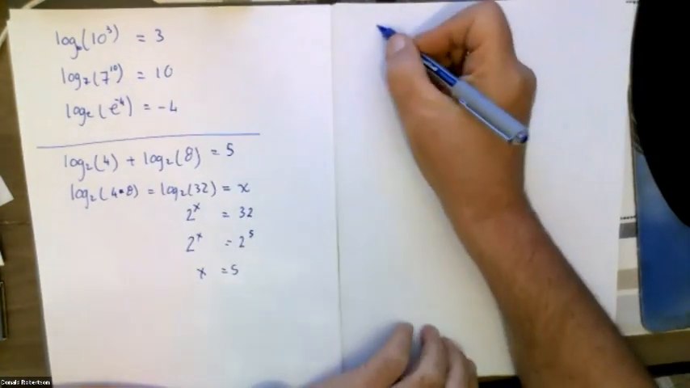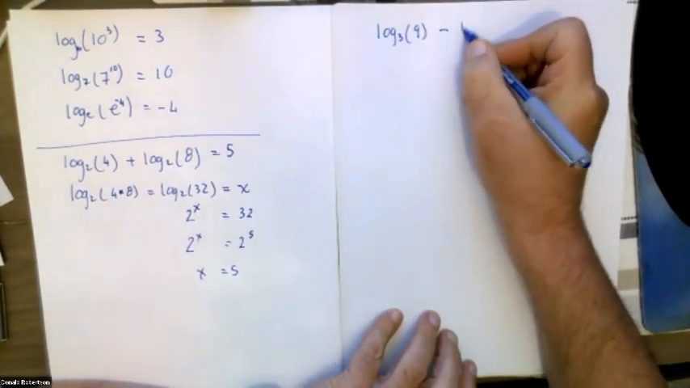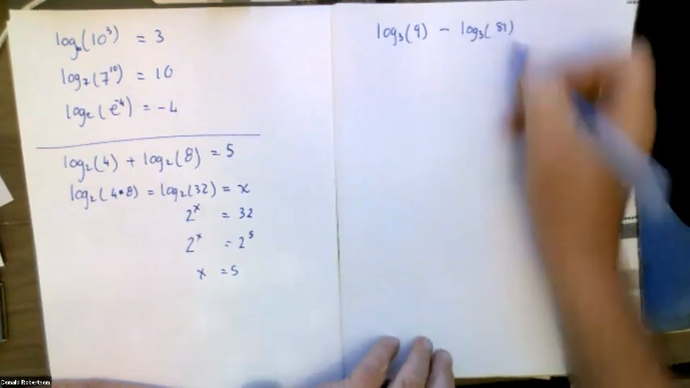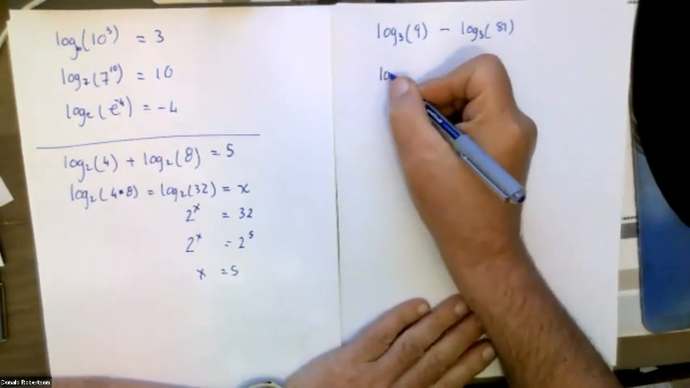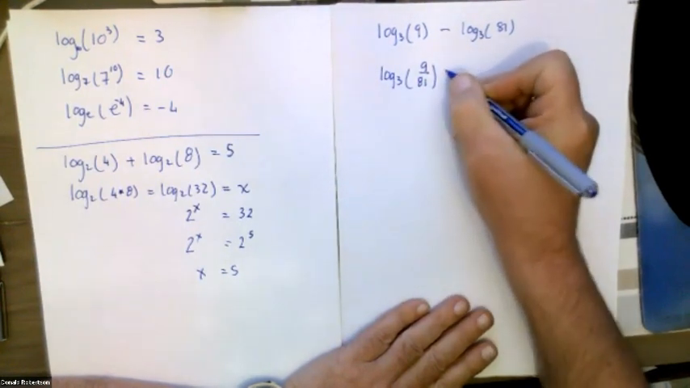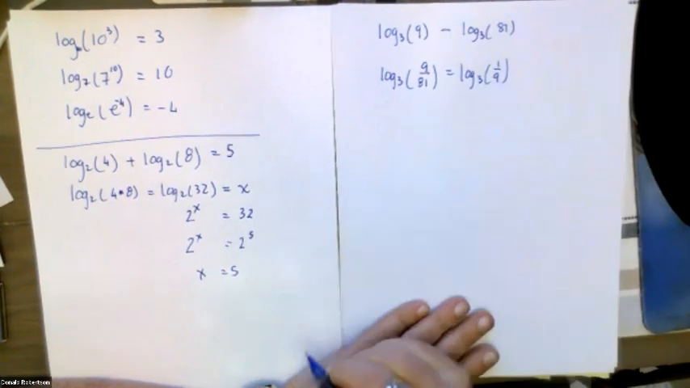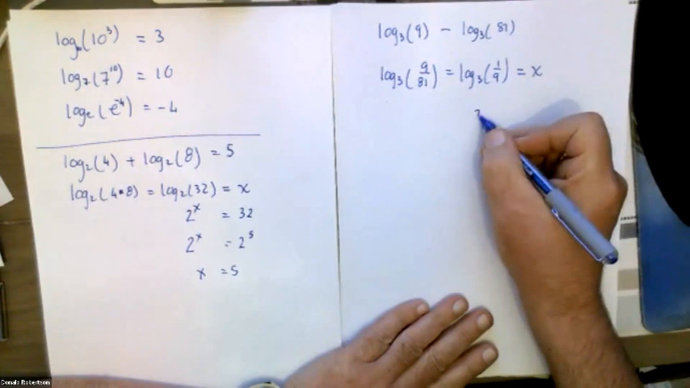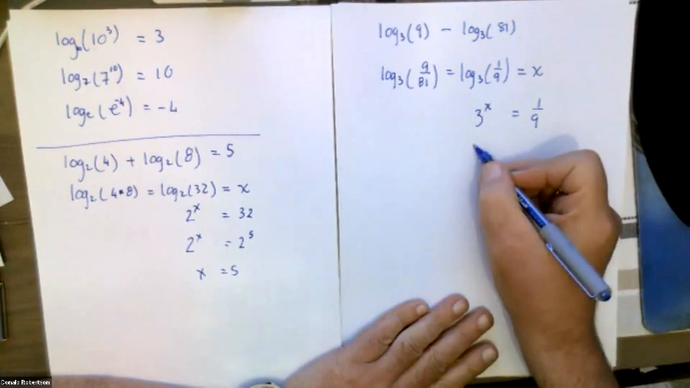Suppose you've got log to base 3 of 9, take away the log to base 3 of 81, and you've been asked to find the exact value. Well, since it's a subtraction, you can go 9 over 81, which gives you the log to base 3 of 1/9. Now, I don't know what that's equal to, so I'll call it x. So 3 to the power of x is 1/9.